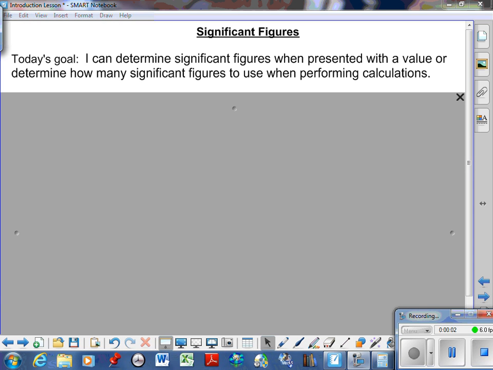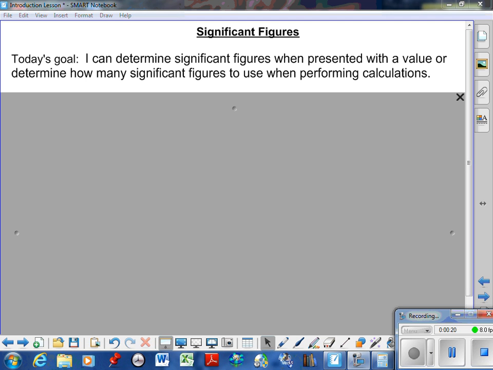In the fourth and final segment of the introductory material, this is actually where the physics course really begins. And we're talking about sig figs, significant figures. So what's the goal today? I want you to be able to determine significant figures, which is a challenge when presented with a value, or determine how many significant figures to use when performing calculations.